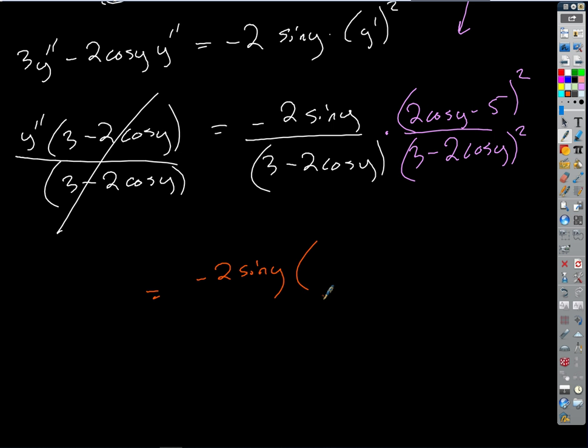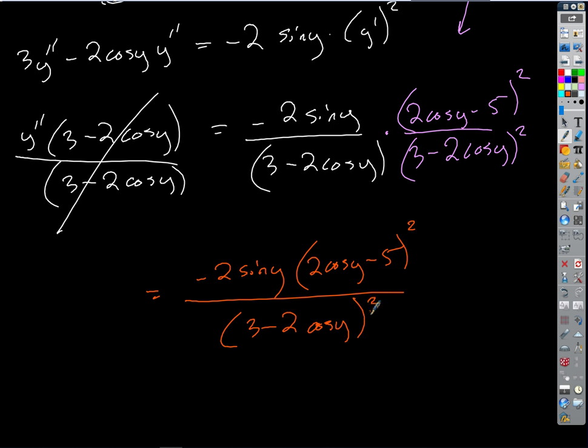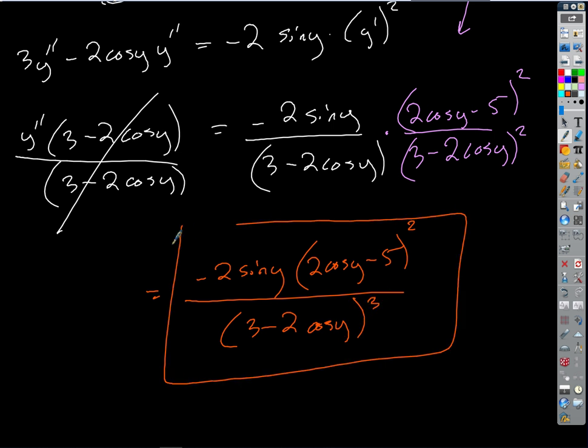So my final answer just looks like negative 2 sine y. Don't do anything, just leave it. I know it's a mess, but just leave it this way. Who cares? 2 cosine y minus 5 squared on the top, and on the bottom I just get the quantity 3 minus 2 cosine y cubed. There it is.